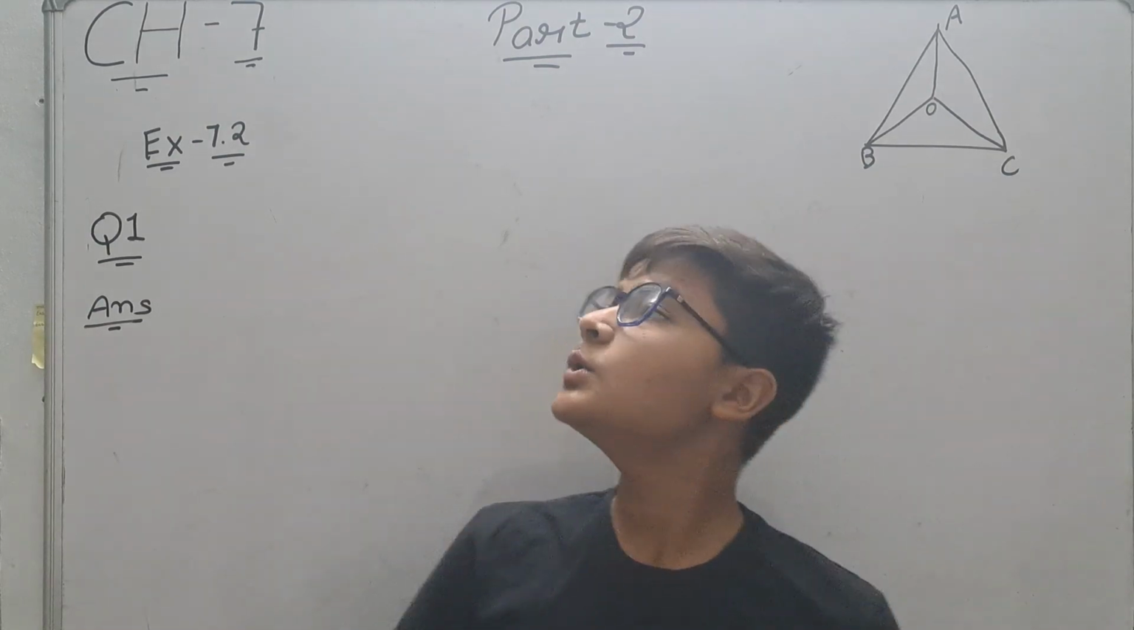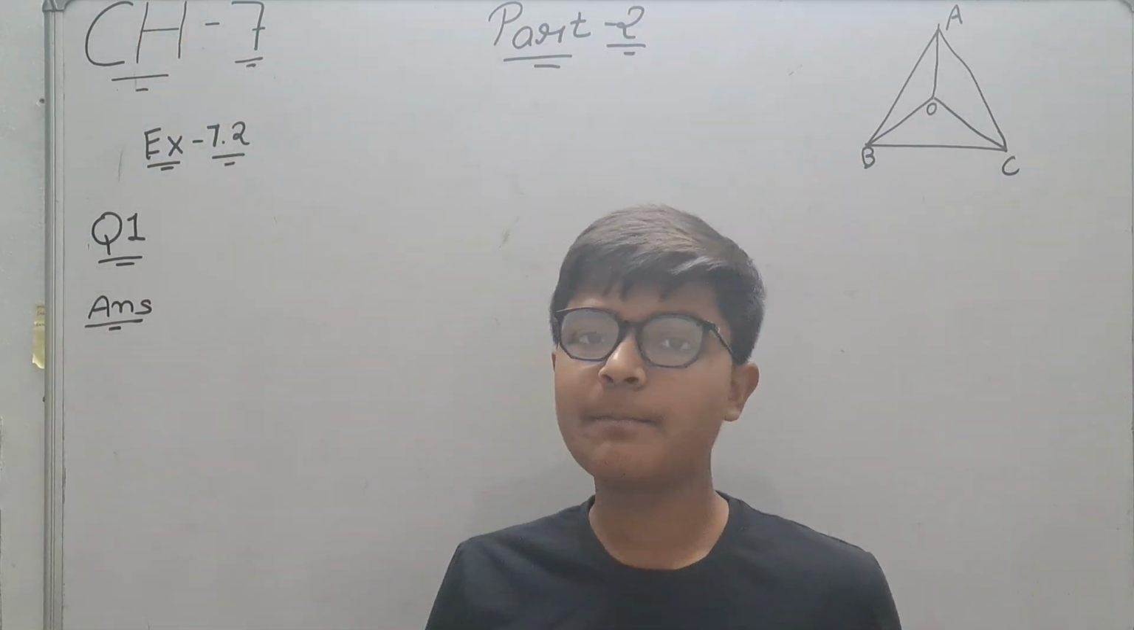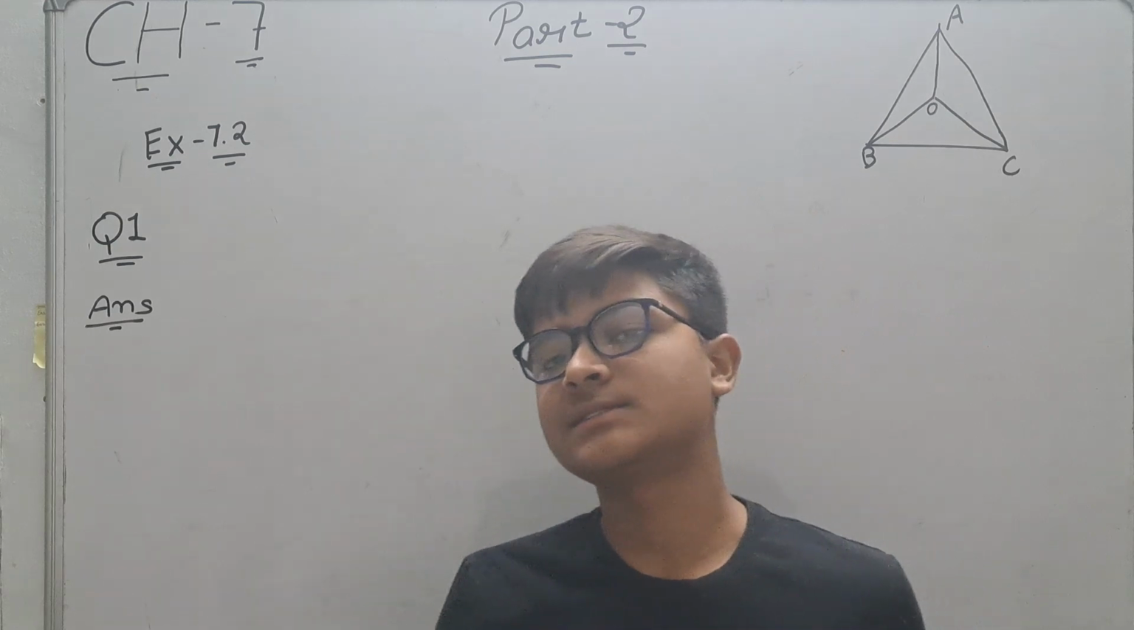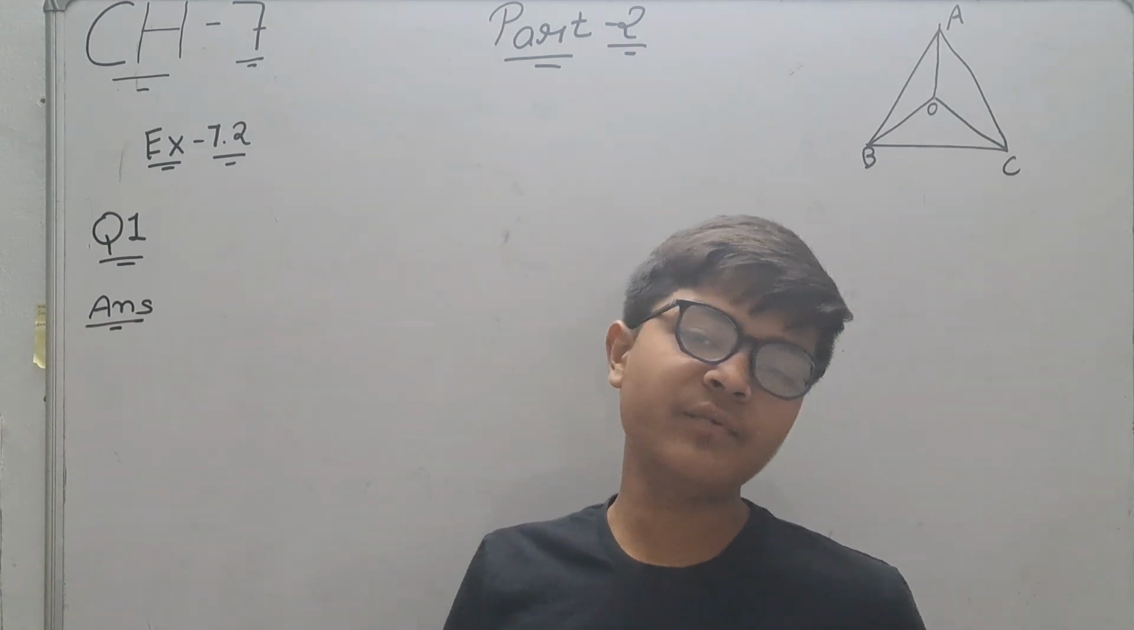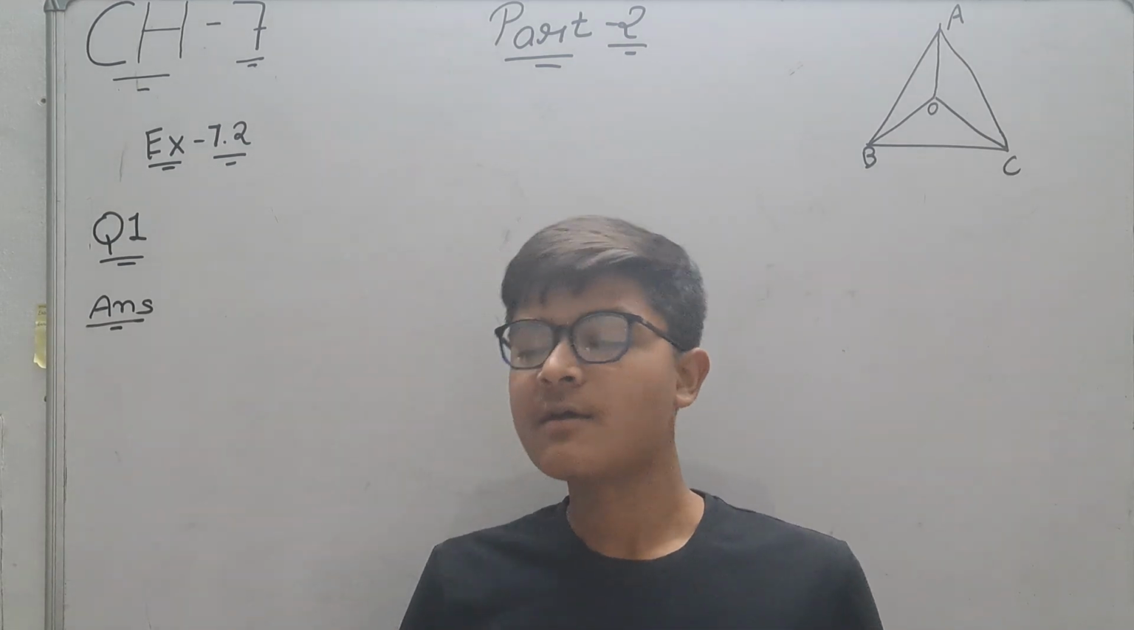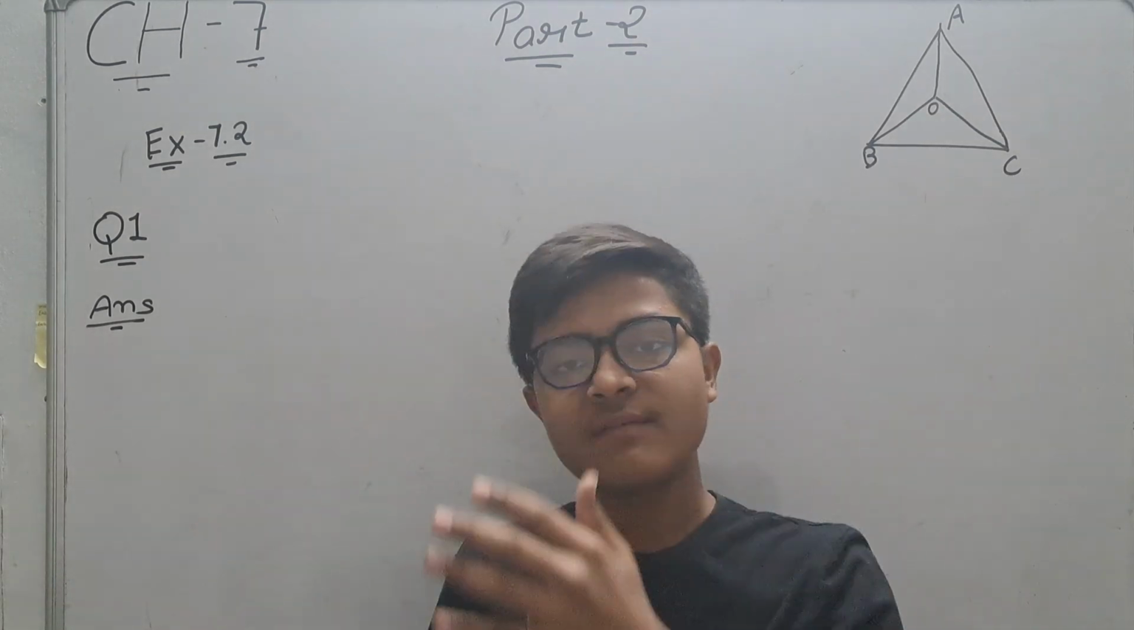This is part 2 of chapter number 7, mathematics. Okay, triangles. In part 1 we have discussed 7.1.